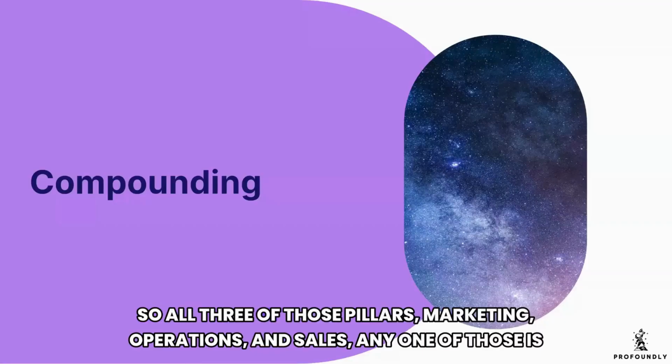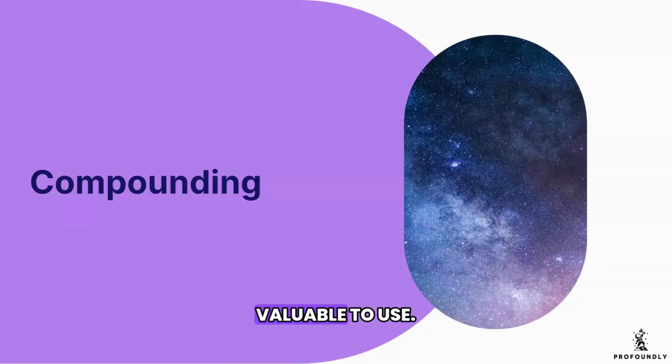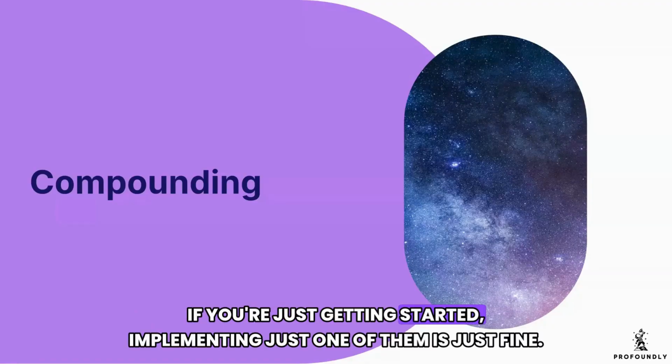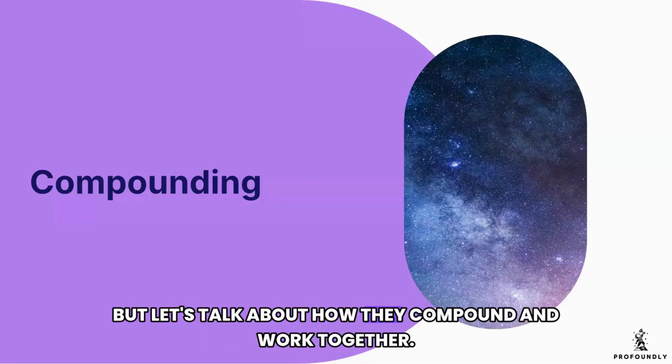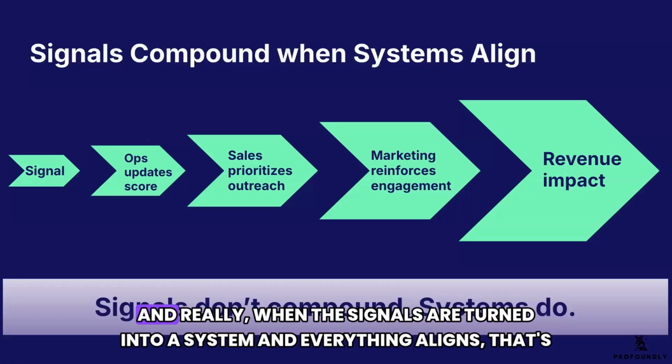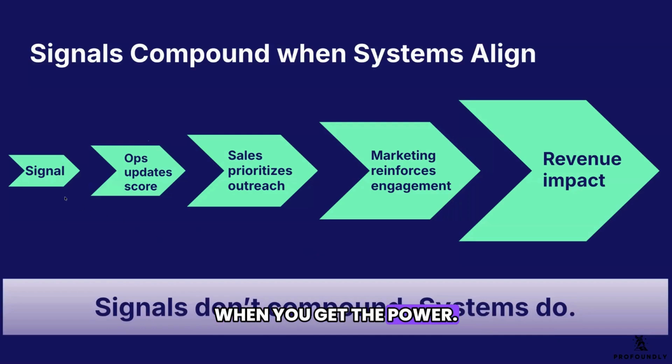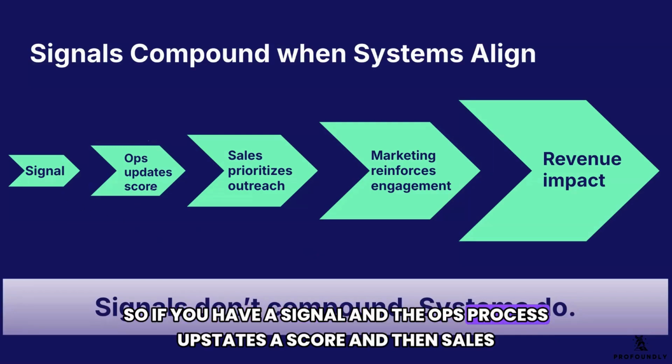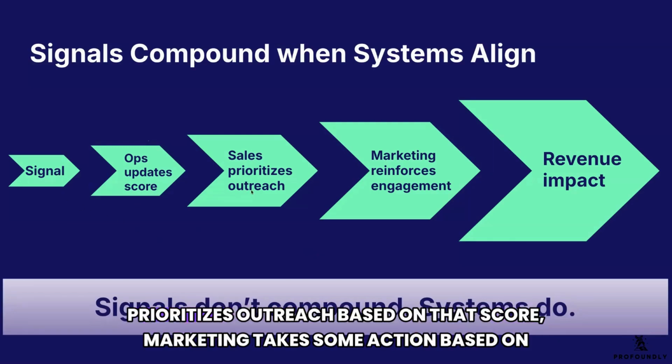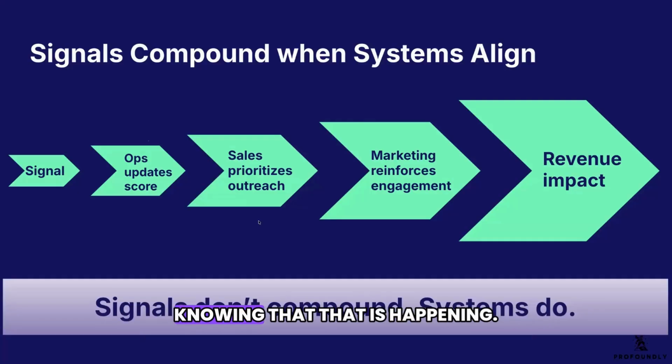So all three of those pillars, marketing, operations, and sales, any one of those is valuable to use. If you're just getting started, implementing just one of them is just fine. But let's talk about how they compound and work together. When the signals are turned into a system and everything aligns, that's when you get the power. If you have a signal and the ops process updates a score, and then sales prioritizes outreach based on that score, marketing takes some action based on knowing that that is happening, that's when you get revenue impact.